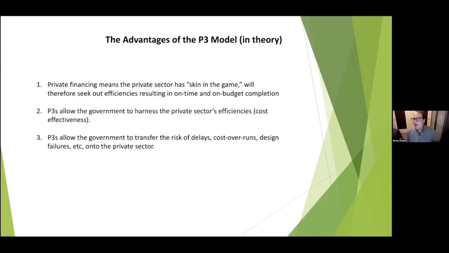And anyone that's entered into the P3 debate knows about the idea of risk transfer. It's ubiquitous in any P3 debate. And I'm going to explain these a little bit more later, but for the time being, these are the standard rationale, the arguments that governments give for why they want to pursue the P3 model.